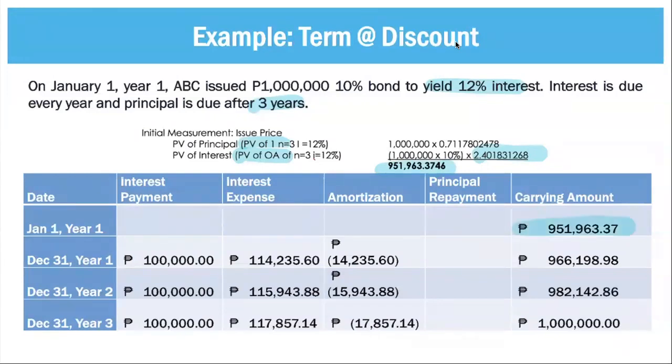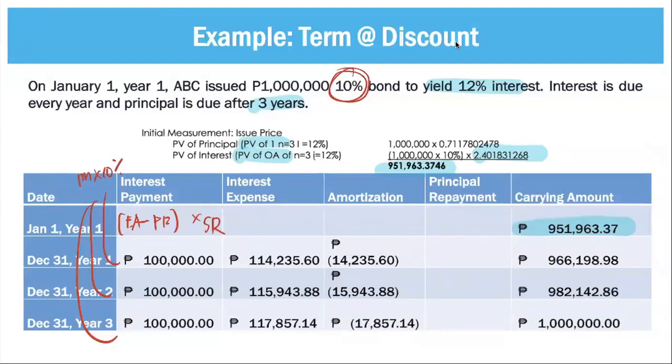To get for our interest payment, how to get for interest payment again? That is equal to your face amount less any principal repayment multiplied by your stated rate. Our stated rate here is 10%, so that is 1 million times 10%. So as you can see, guys, the interest is the same throughout the periods. Why? Because again, we said that if ever it is term bond, the principal will remain the same, therefore the interest will remain the same.